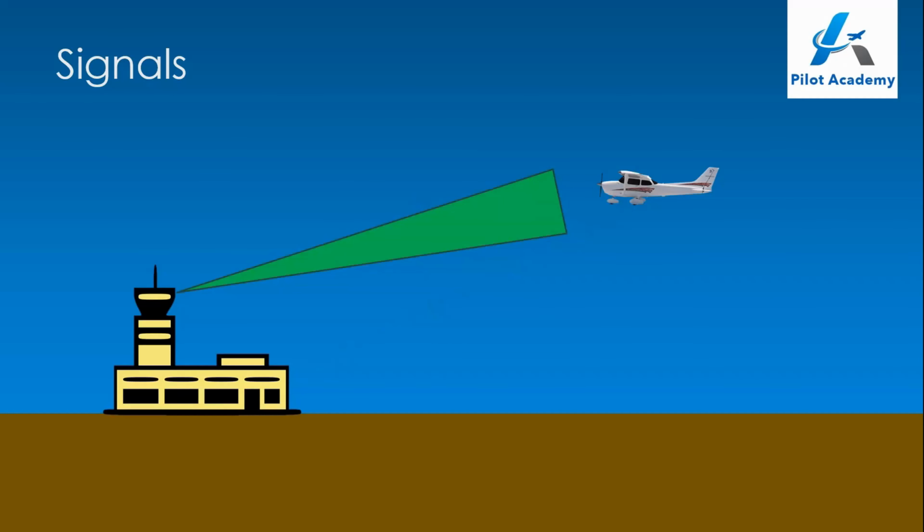As can be seen in this example, there is a constant green light. This signals to the pilot in the air, clear to land. The pilot is therefore allowed to land and has received clearance.